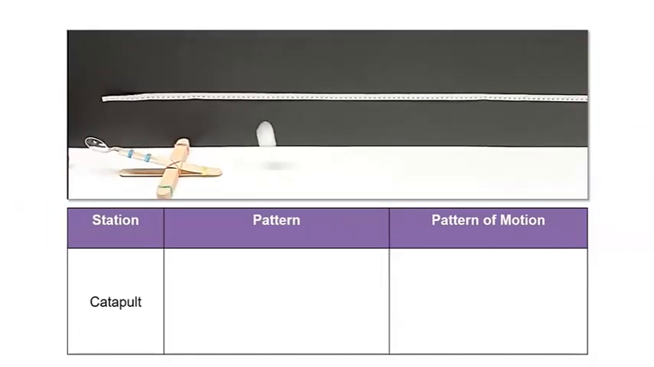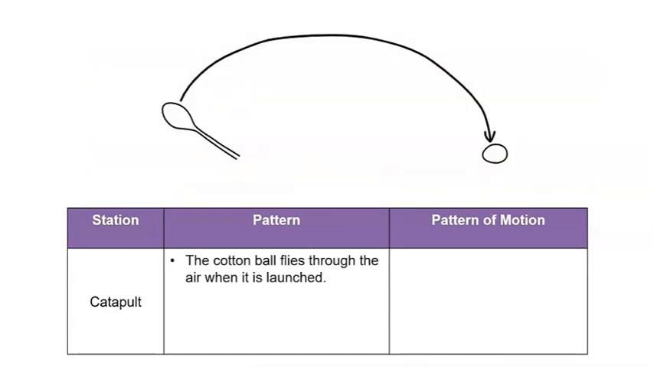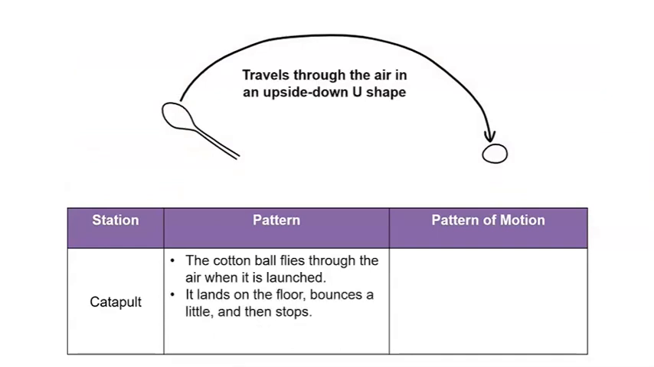Let's think about the catapult station. I remember that the cotton ball flies through the air when it is launched. It travels through the air in an upside down U shape. It lands on the floor, bounces a little, and then stops. Let's use the word curving to describe the pattern of motion.